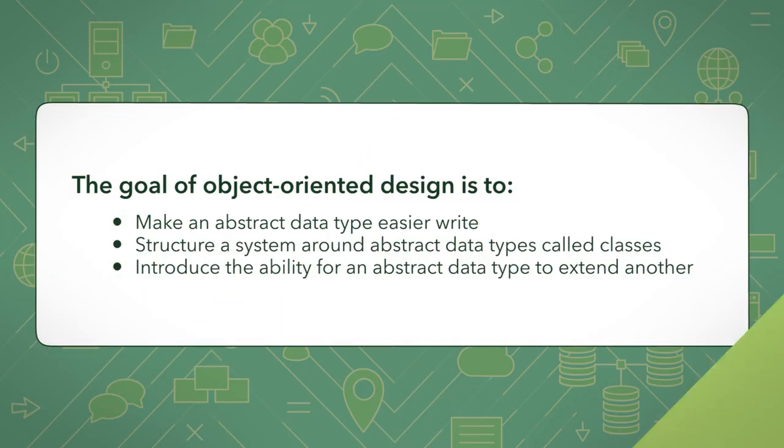In the final leg of our journey, let's follow Ted into the 1980s. During this time in software history, the concepts of object-oriented design that are central for object-oriented programming became popular. The goal of object-oriented design is to make an abstract data type easier to write, structure a system around abstract data types called classes, and introduced the ability for an abstract data type to extend another by introducing a concept called inheritance.